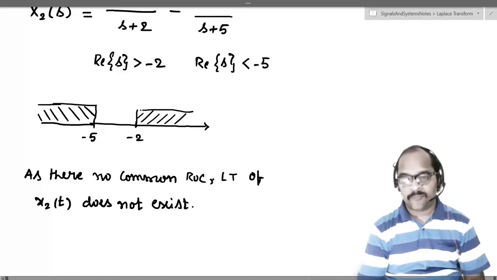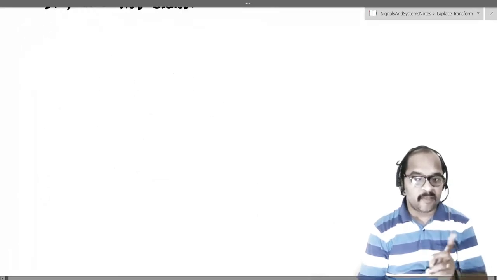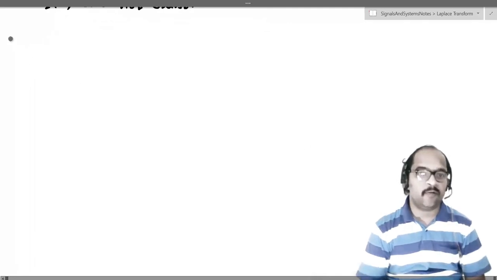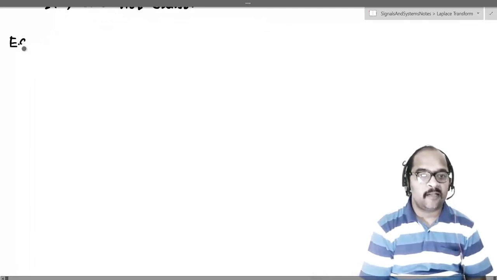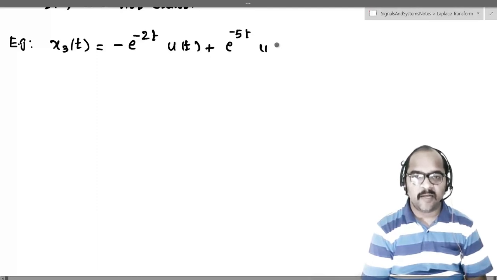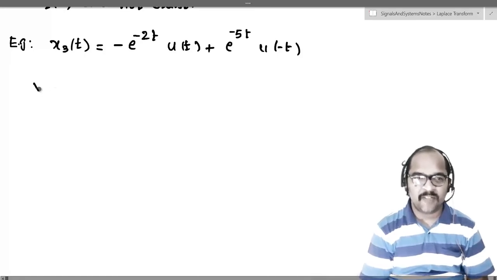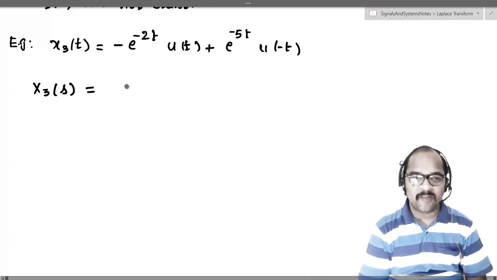So now let us take the third example. Note that everything remains the same except that I am changing the sign. Third example, let us take x3 of t to be equal to minus e power minus 2t u of t plus e power minus 5t u of minus t. So for this, what will be our x3 of s?